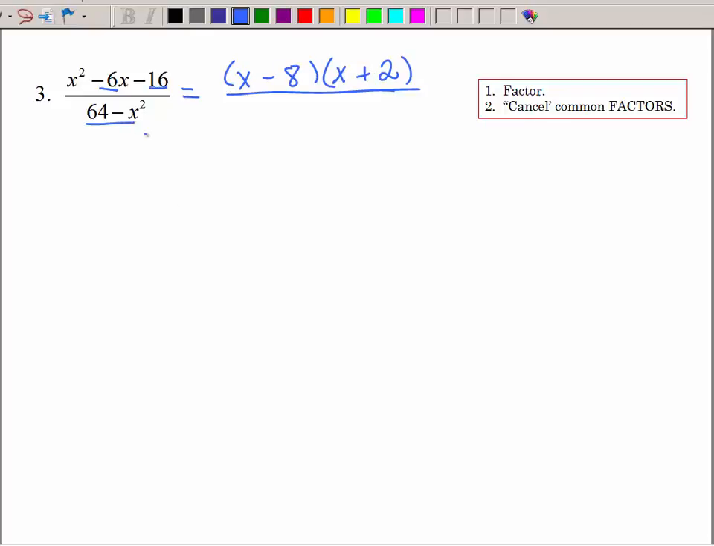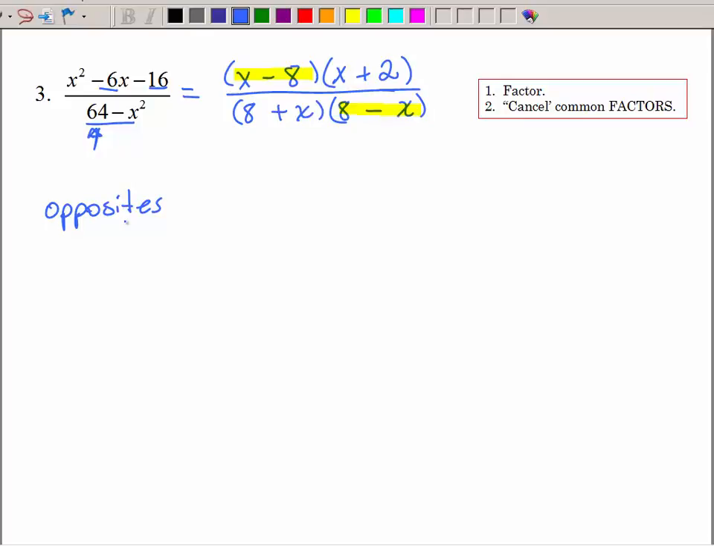And down here, that's the difference of two squares. But the 64 is first, so the 8's have to go first, and the x's have to go last. And again, you need a positive and a negative. So are there any common factors? Well, they're not all exactly alike, but I want you to notice this one and this one. They're not the same, but they are opposites. So what happens when we have opposites?